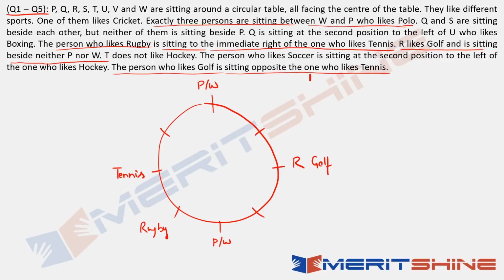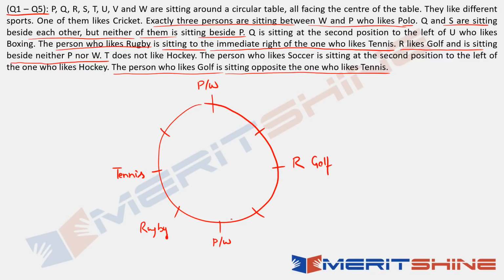Now we can either make 2 cases, or we can just dig a little deeper into this. What else is there? Look at this statement. Q and S are sitting beside each other, but neither of them is sitting beside P. So Q and S are together. Can they be adjusted here? No. Here? No. So Q and S would be in these 3 positions only, but they are not sitting beside P. So if P is here, Q and S would be here. If P is here, Q and S would be here.